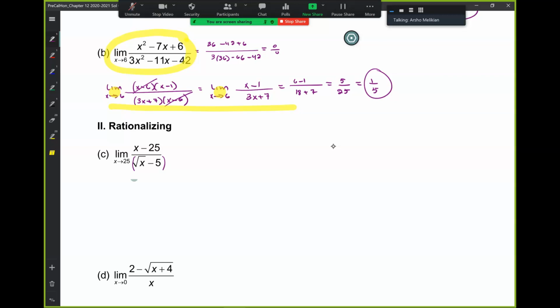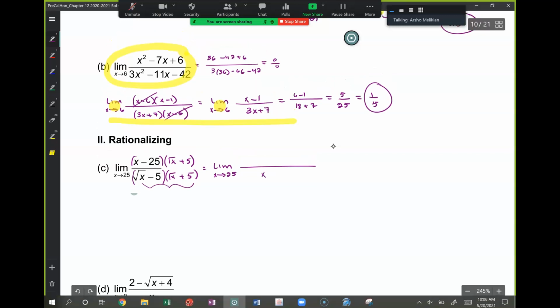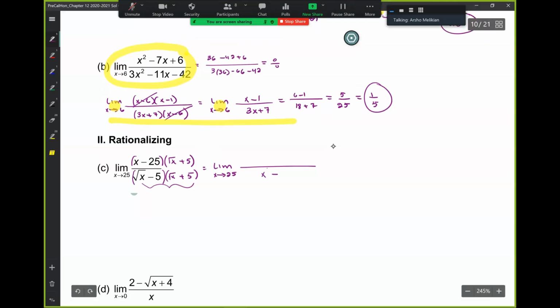What is the conjugate of root x minus 5? You remember? Root x plus 5. And of course, you have to do the same thing in the numerator. Limit as x approaches 25. In the denominator, please use the shortcut, a squared minus b squared. Square the first one, x squared, which is x, minus square the second one, 25.